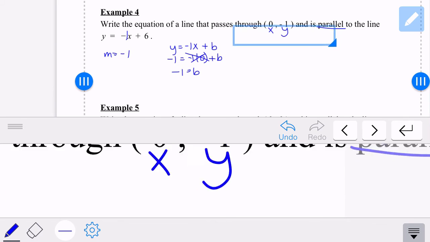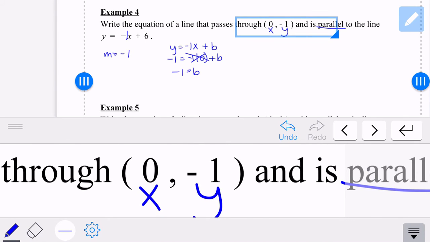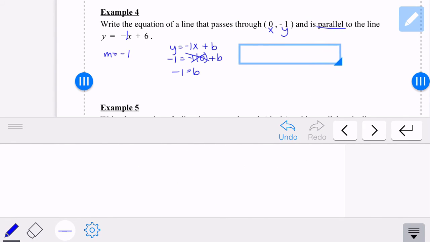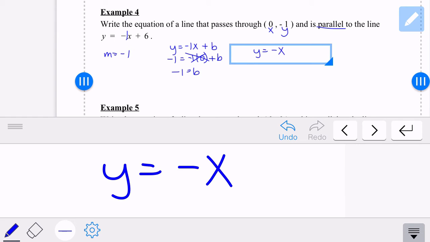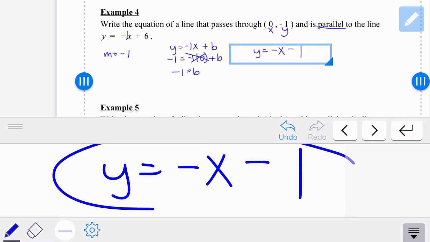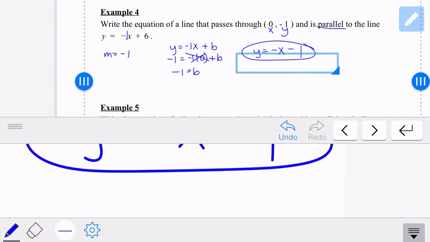And if you noticed before, 0, negative 1, that was a y-intercept point. So if you caught that, good job. Otherwise, that's how you would do it with plugging in the point. So our final equation is going to be y equals negative x, or negative 1x, however you like, and then minus 1. And that's our line.